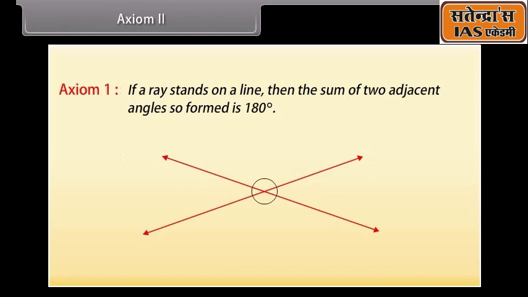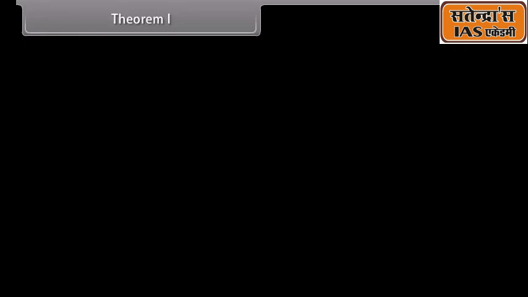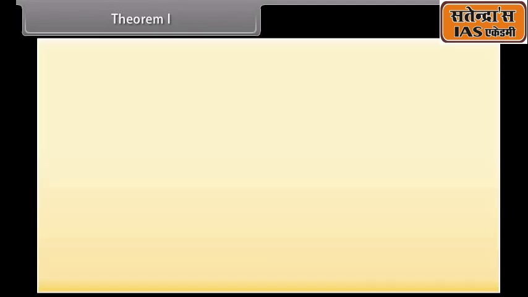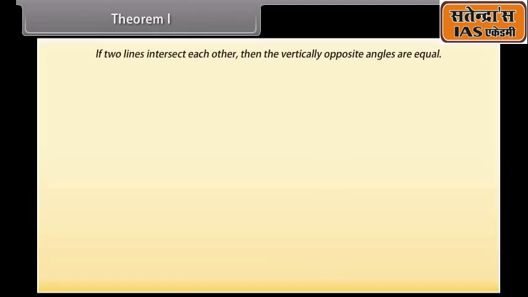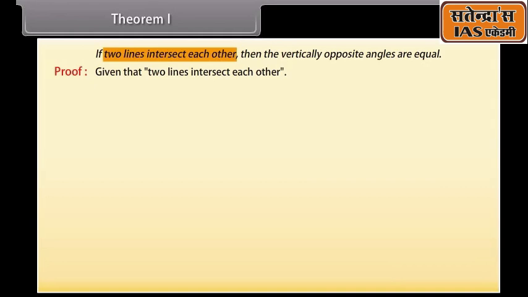We know that when two lines intersect, the vertically opposite angles are equal. We will prove this result after a small interactivity. Theorem 1. If two lines intersect each other, then the vertically opposite angles are equal. Let's prove this theorem. In this statement, it is given that two lines intersect each other.